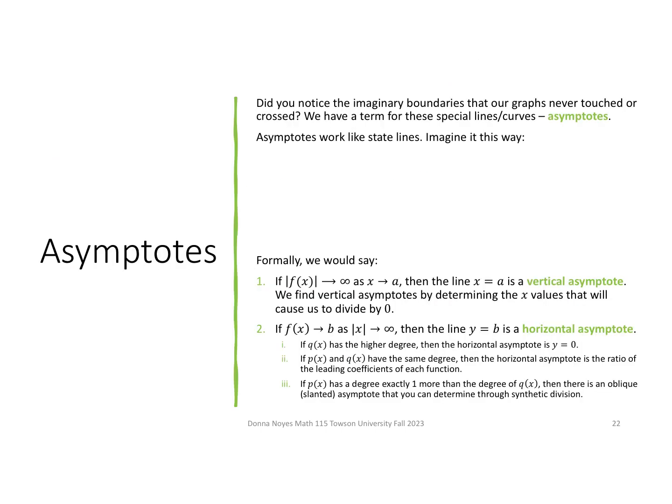They are called asymptotes. Yes, it's a funny name, but that's what they're called. So we have these imaginary boundaries that our curves never touch or cross, and we call them asymptotes. And they work kind of like state lines.